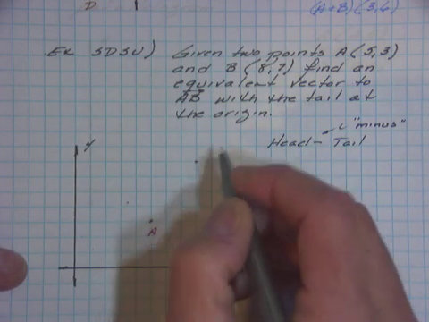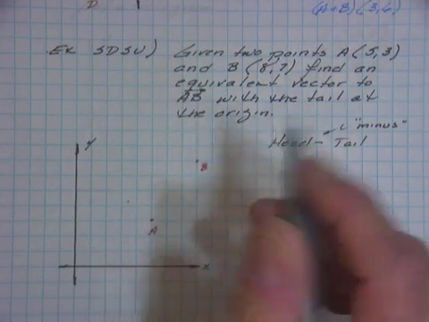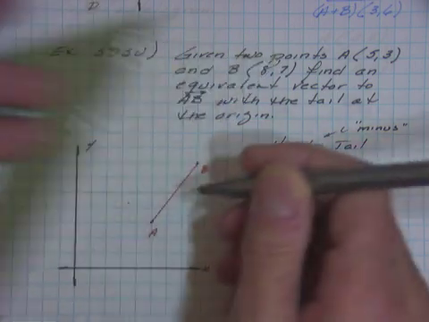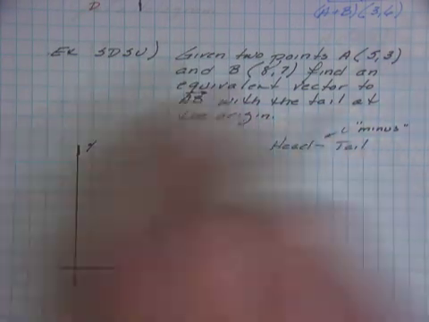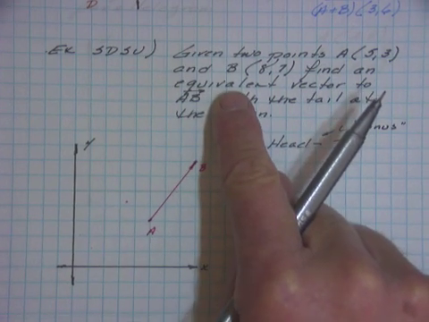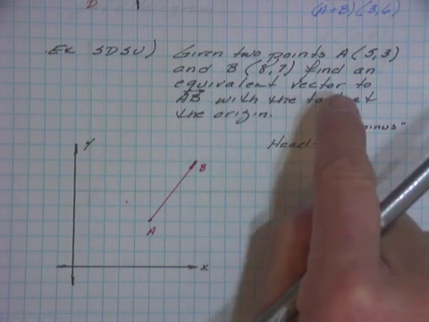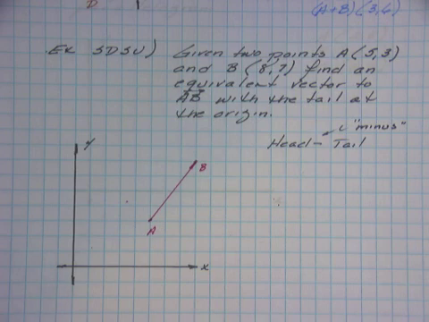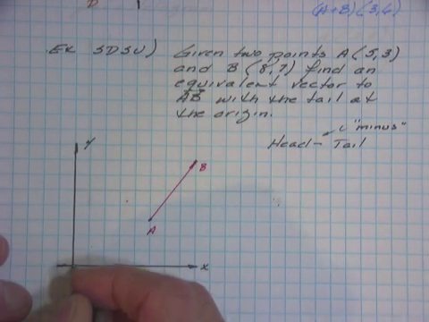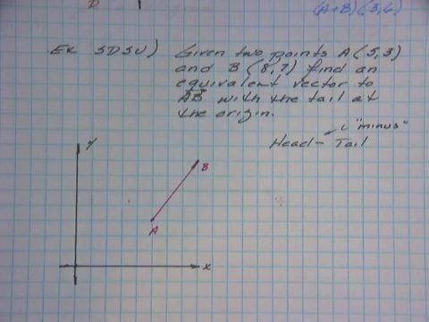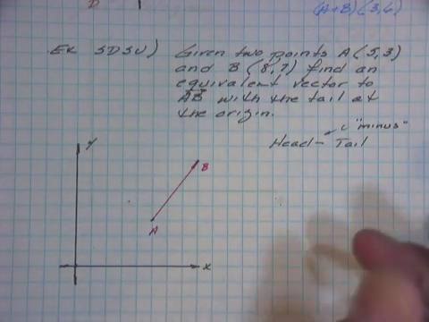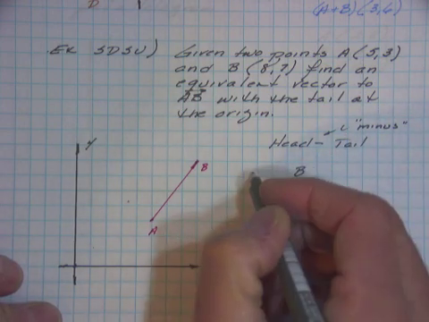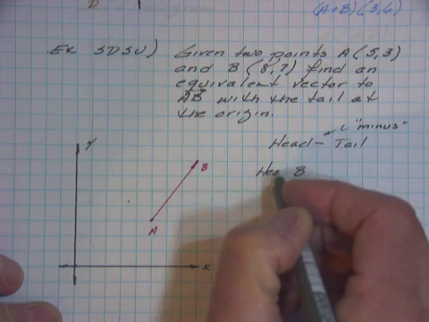So I've got (5, 3). So there's point A, and B is at (8, 7). 5, 6, 7, 8, 2, 4, 6, 7. There's B. Straight edge out. Okay, so there's the vector AB. What it's asking is draw an equivalent vector, so that same direction, same magnitude, with the tail at the origin. So that's going to be down here, okay? So here is the tail right there of my new vector. I just have to figure out where to draw it.